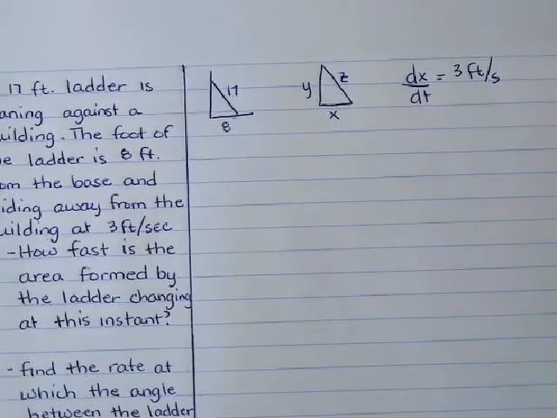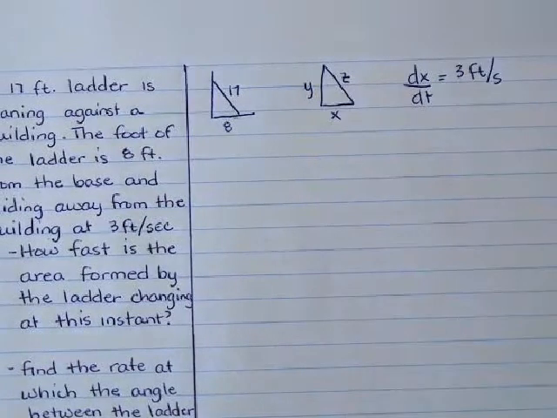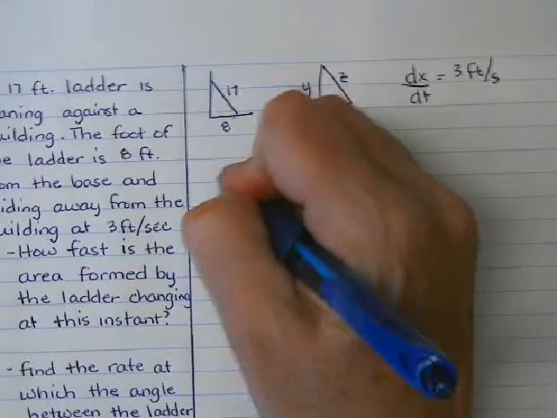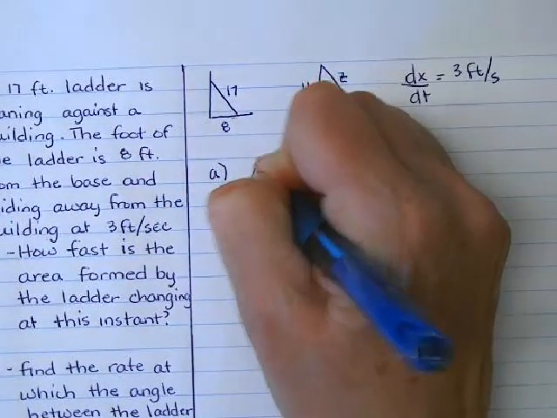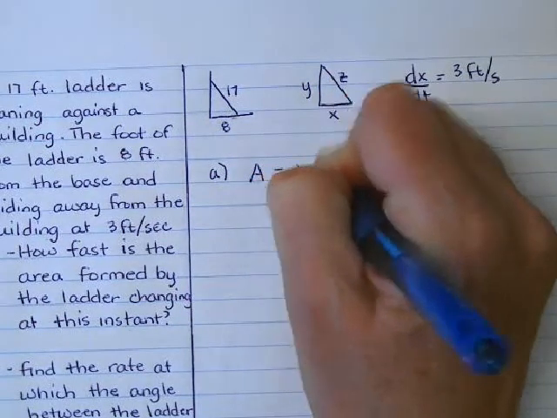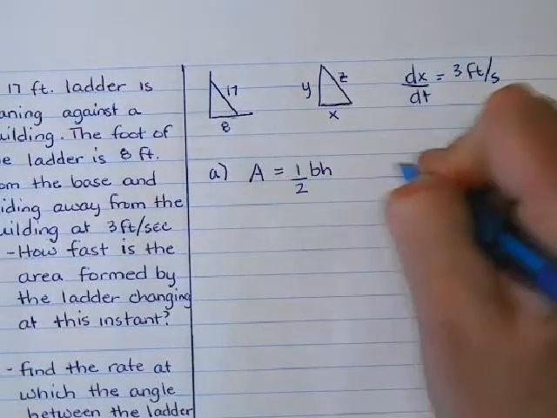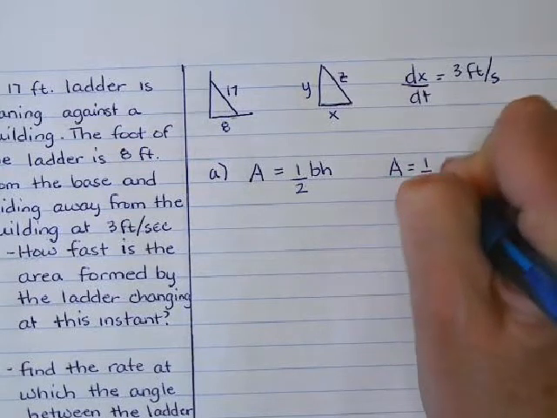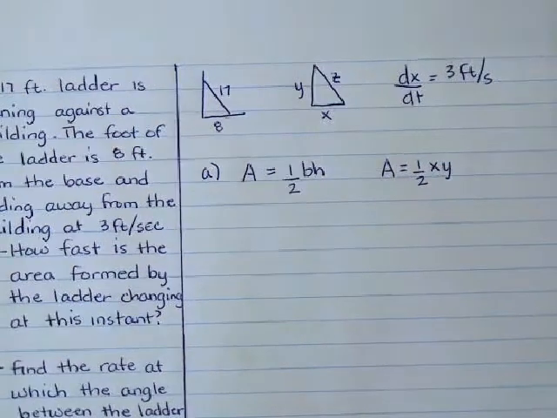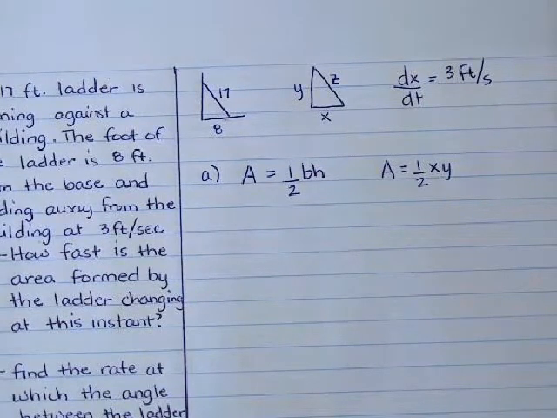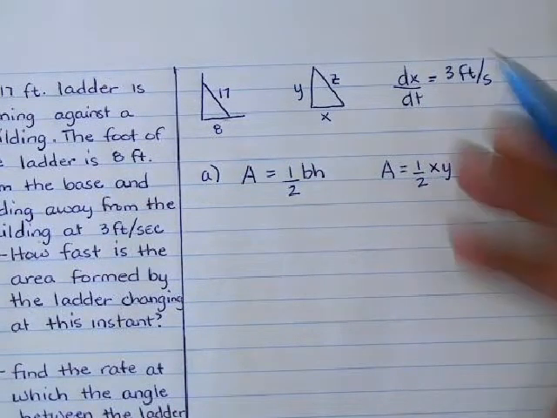Okay, so we want to know how fast the area of this triangle formed by the ladder is changing at this instant. Okay, so let's see what we can get with this. If I'm thinking about the area of a triangle, I know the area is 1/2 base times height. So in this case, the area is 1/2 x times y. Okay, so there's a formula that I have. So let's go ahead and differentiate it.